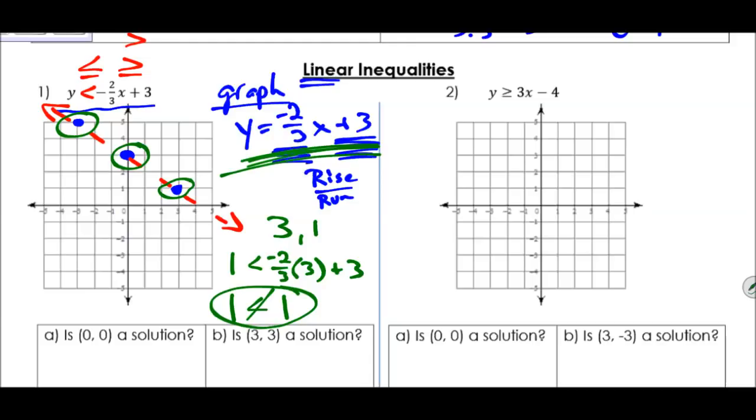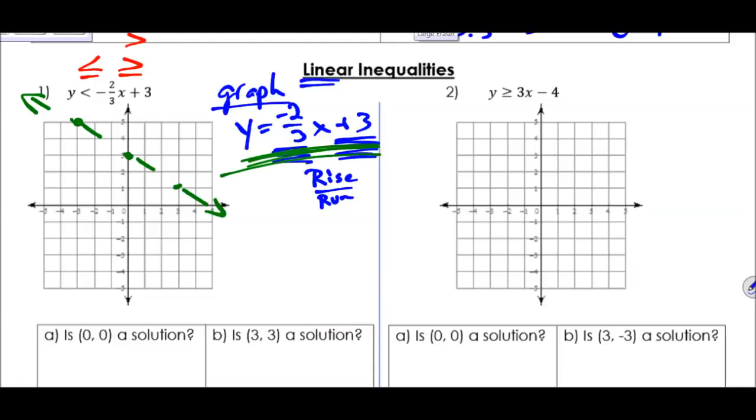Now, let me clear this off so I can redraw that. Alright, so that's one aspect of it. If it's dotted or solid. This one happens to be dotted because it's a less than symbol, so it's a dotted line. And the only other difference is that we're going to shade one side of that line.